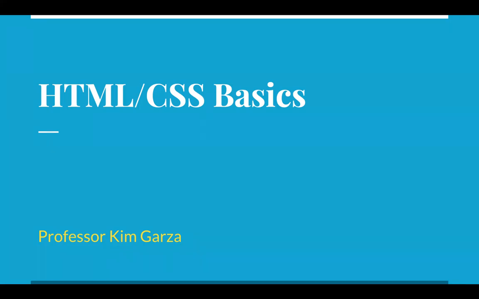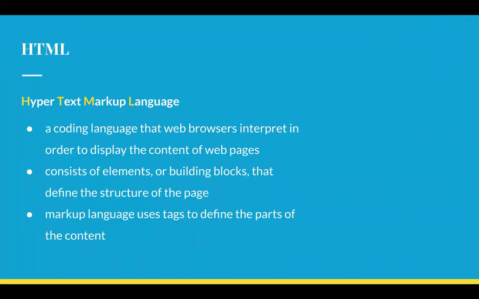As designers, it's important for us to understand the basics of how code for the web works, most specifically HTML and CSS. HTML, or Hypertext Markup Language, is a coding language that web browsers interpret in order to display the content of web pages. It consists of elements or building blocks that define the structure of the page. The markup language uses tags to define the parts of the content.